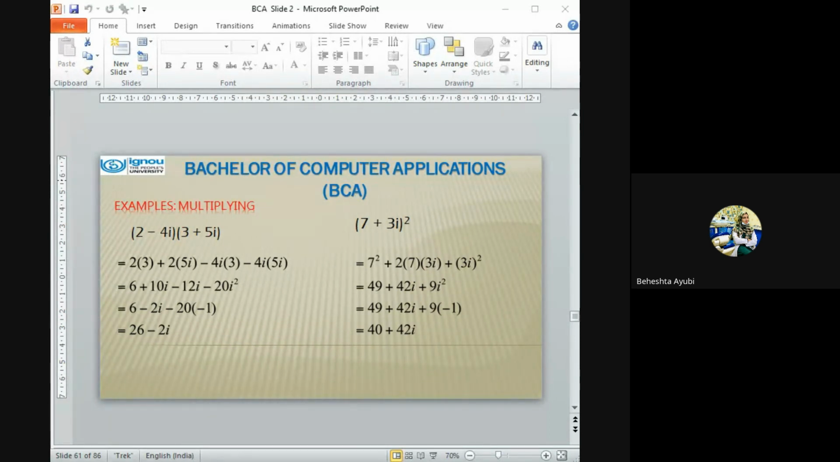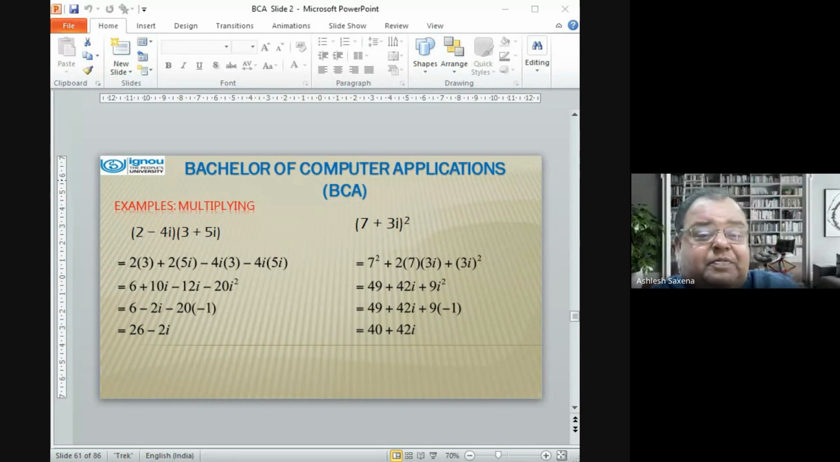And 6 plus 10i minus 12i will become 6 minus 2i minus 20 into i square. I square will become minus 1, and 6 with minus with minus will become plus 20. 20 with 6 will become 26 minus 2i, and the answer is 26 minus 2i. Thank you. So nice of you. Thanks, sir.